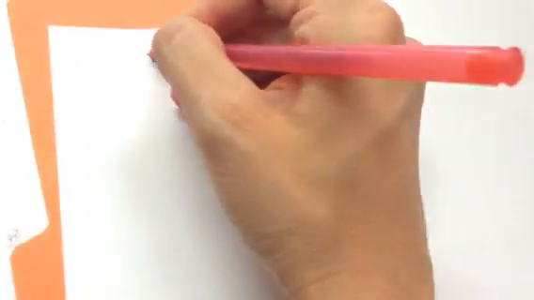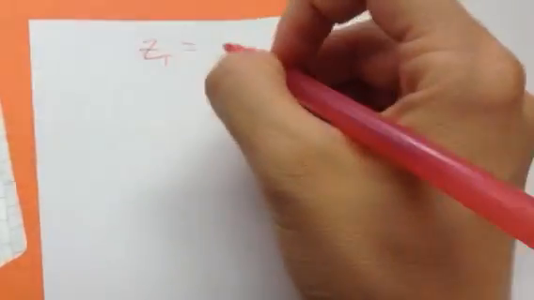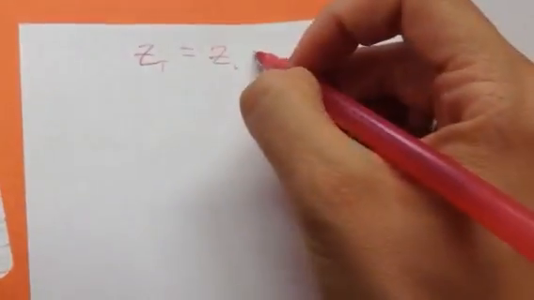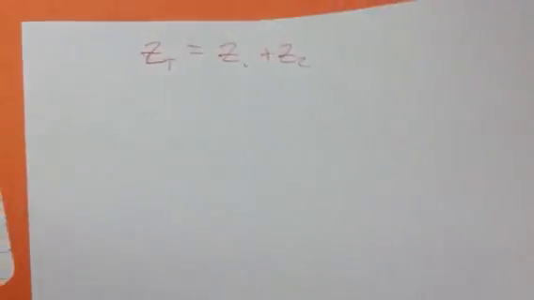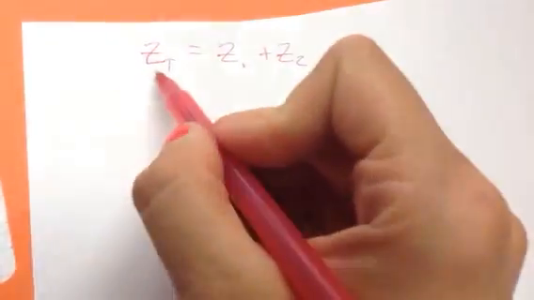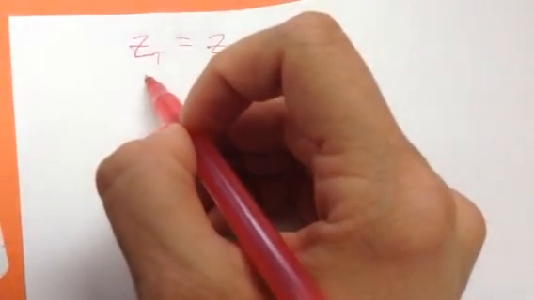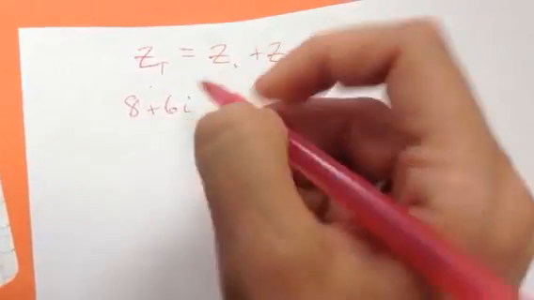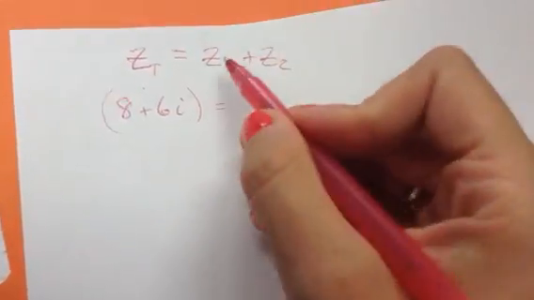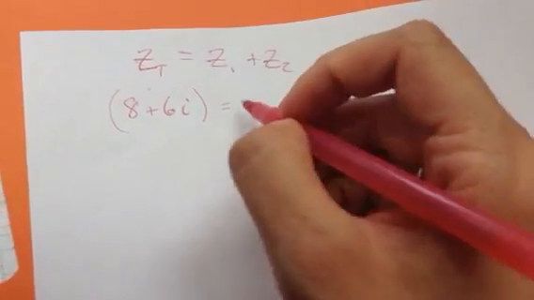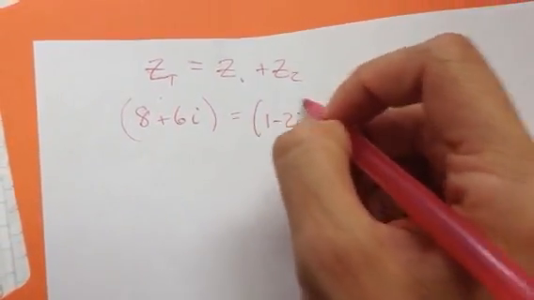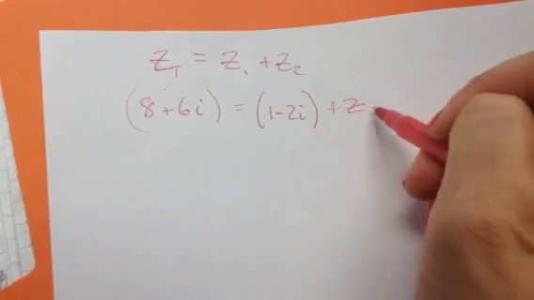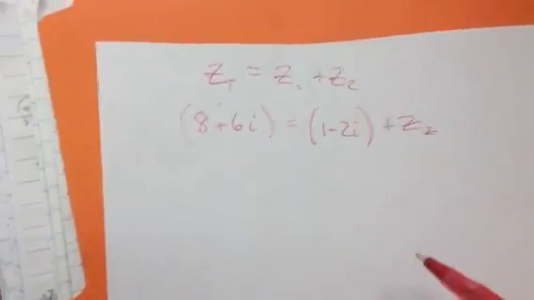So the total impedance I'm going to label as ZT. T stands for total. And that's going to be the sum of Z1, which is part 1, plus Z2, which is the second part. So the problem gives me ZT. ZT, they said, was 8 plus 6i ohms. And they gave me one part of the circuit, which was 1 minus 2i. And I want to solve for my second part.